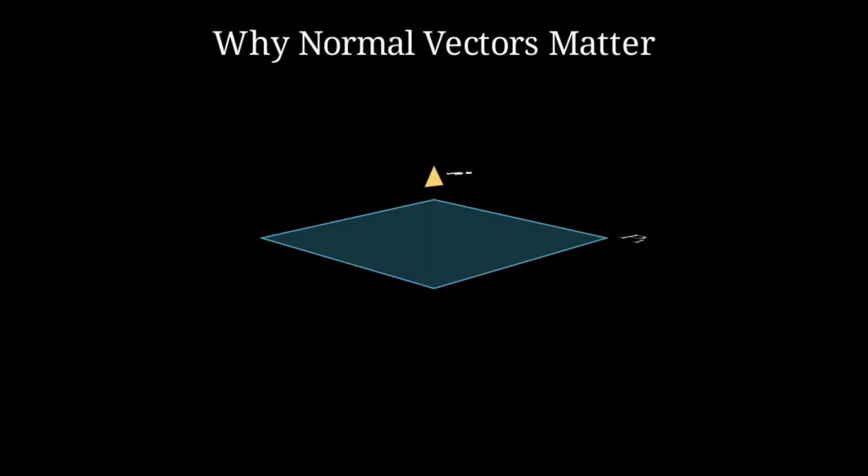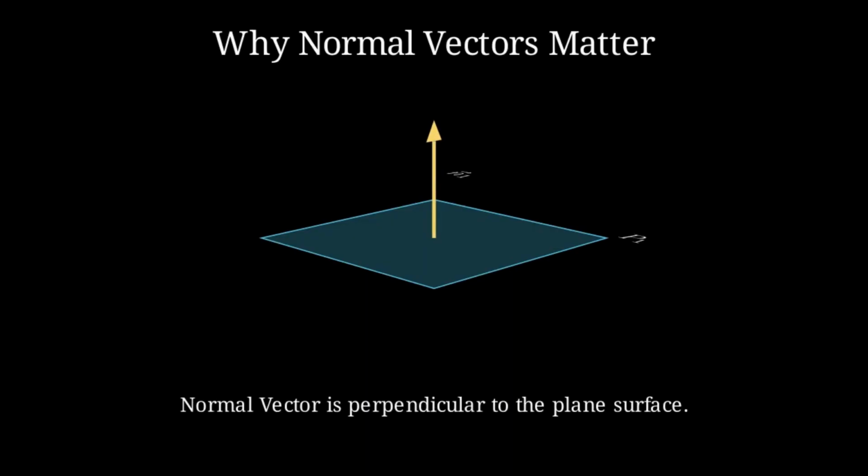To analyze planes mathematically, we use normal vectors. A normal vector is a line segment that stands perfectly upright from the plane's surface. The orientation of the plane is entirely defined by the direction of its normal vector.